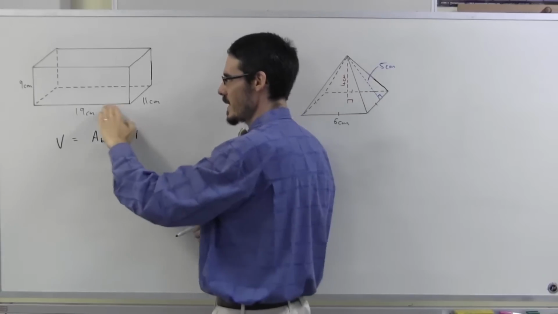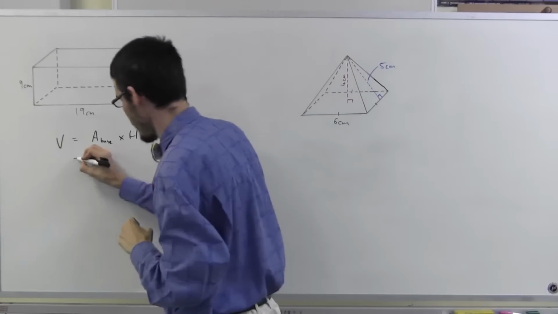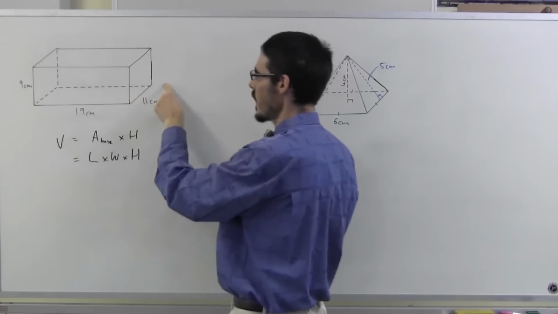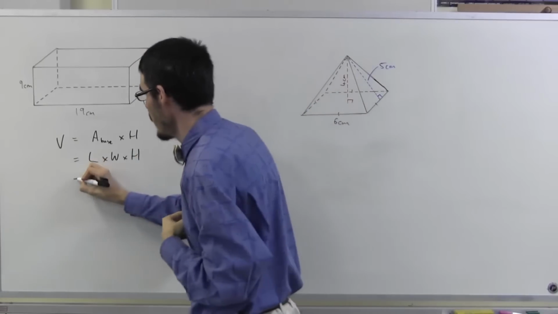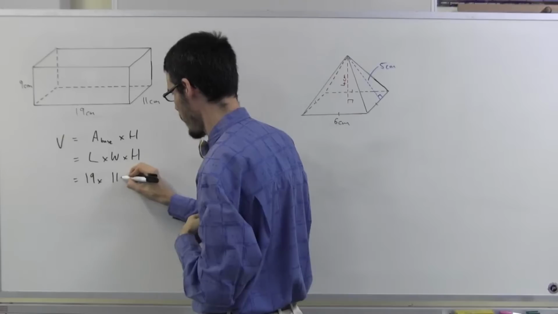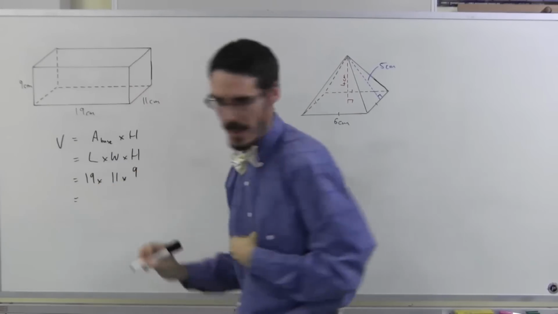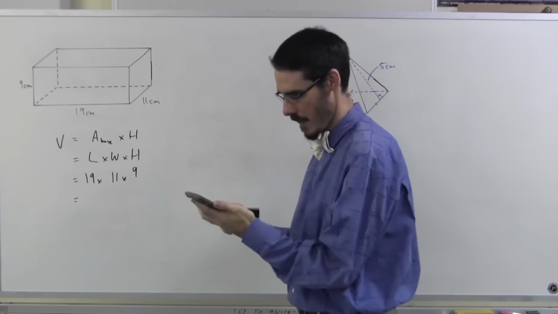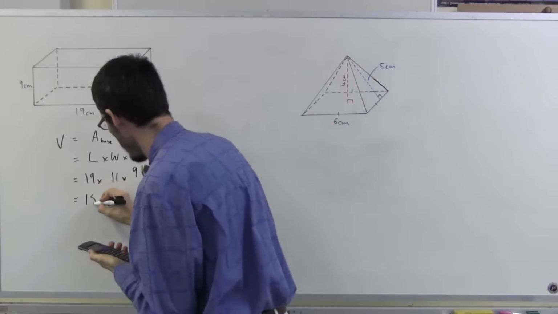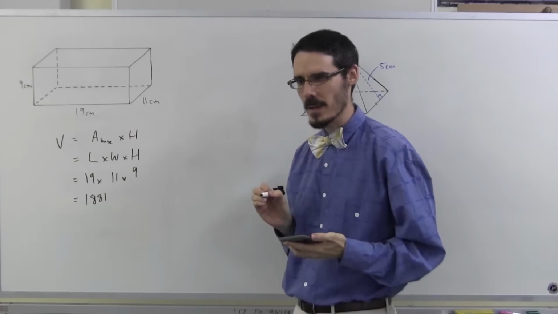Okay, but the base here, let's use the one on the bottom because we can. The one on the bottom here is a rectangle. So it is in fact going to be its length times its width times its height. Put the numbers in. 19 times 11 times 9. And we're going to need a calculator. 19 times 11 times 9. 1881.